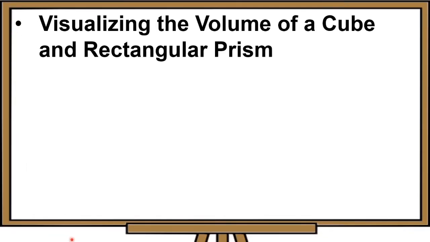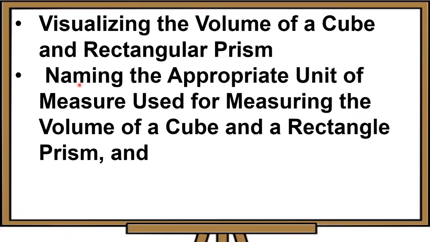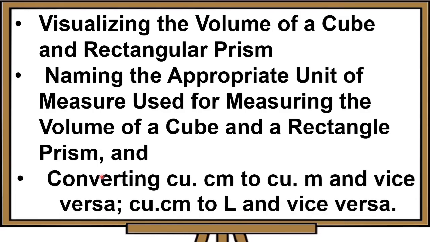Today, I'll be discussing these three topics. First, visualizing the volume of a cube and rectangular prism. Second, naming the appropriate unit of measure used for measuring the volume of a cube and a rectangular prism. And the third one is converting cubic centimeter to cubic meter and vice versa, cubic centimeter to liter and vice versa.